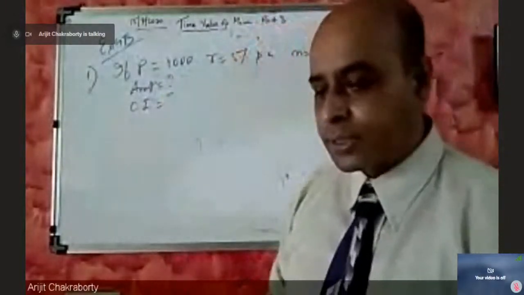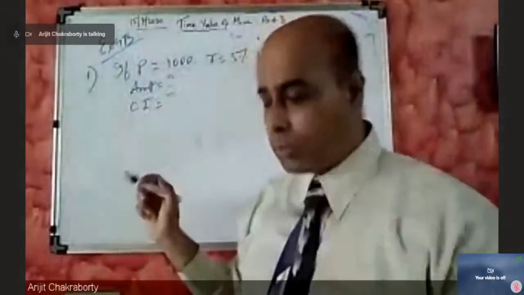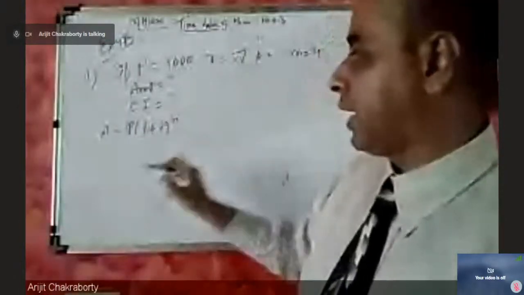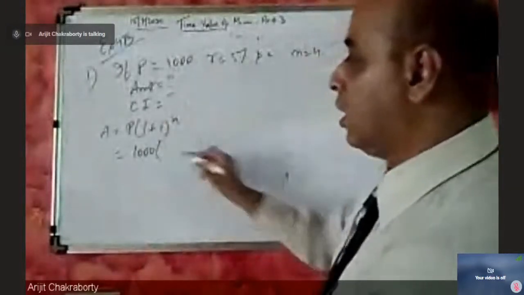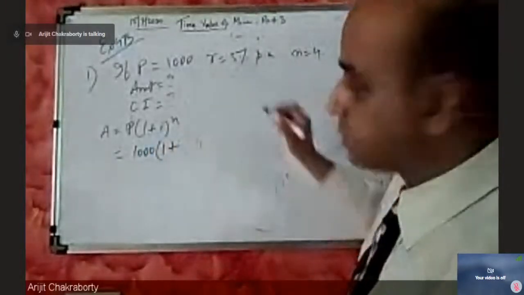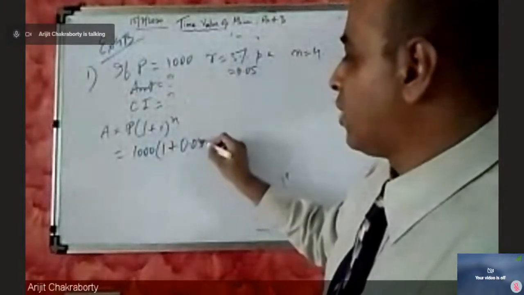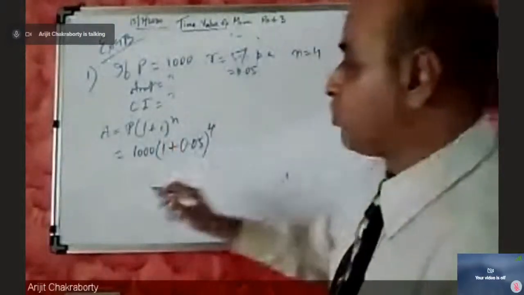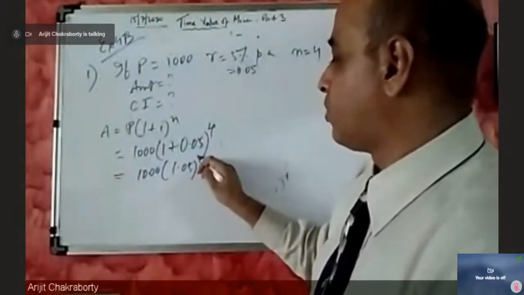Options are given, so how do you find out? Here we know that compound interest amount A is equal to P into (1 plus I) to the power N. Here P is 1000. So 1000, 1 plus I is 5%, that is 0.05. N is 4. So it is 1000 into 1.05 to the power 4.